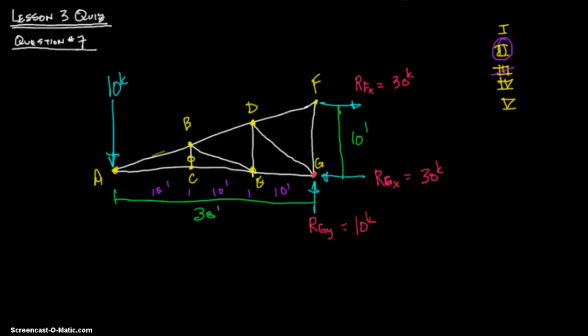And if you wanted to check yourself real quick, let's just do that. You could sum the moments about point A, and that would get rid of this 10 to see if you're correct. So you have 30 times 10, which is going to be 300 foot kips, going in this direction. And to resist that, you're going to have 10 kips times 30 foot, which is going to be 300 foot kips in that direction. So that makes sense. You should be good.